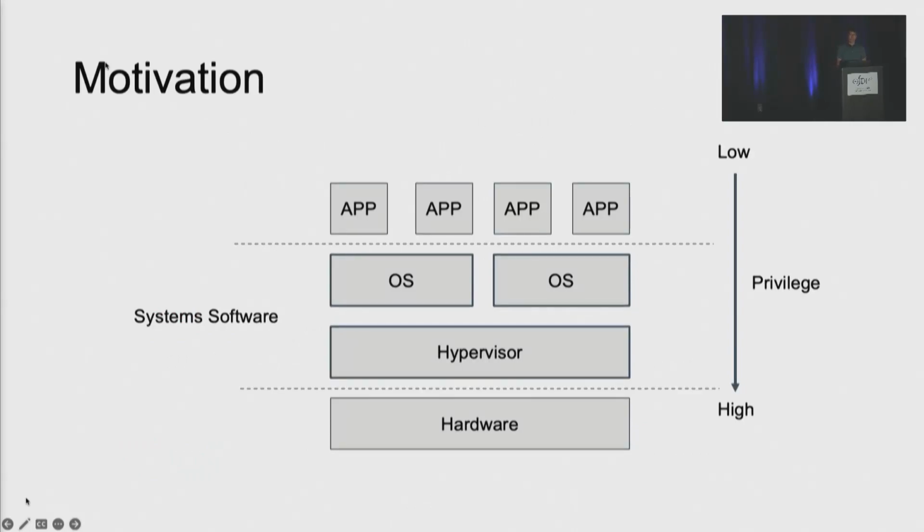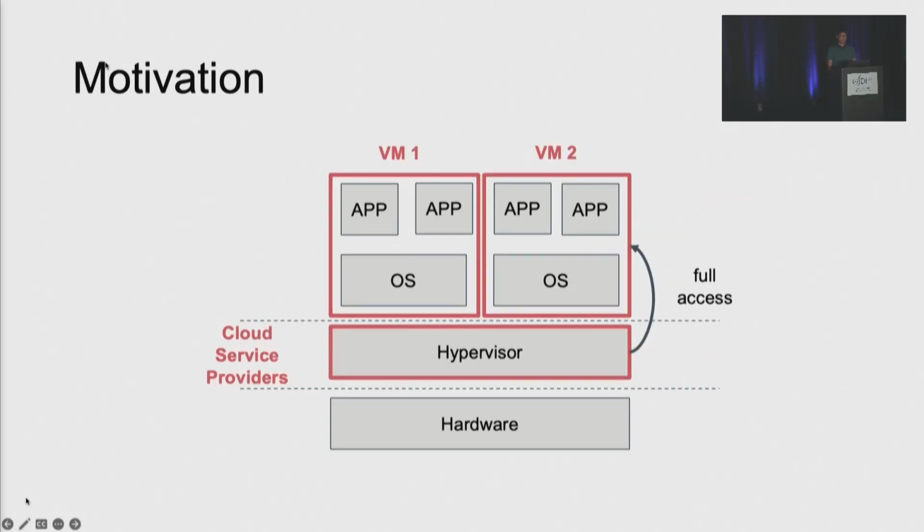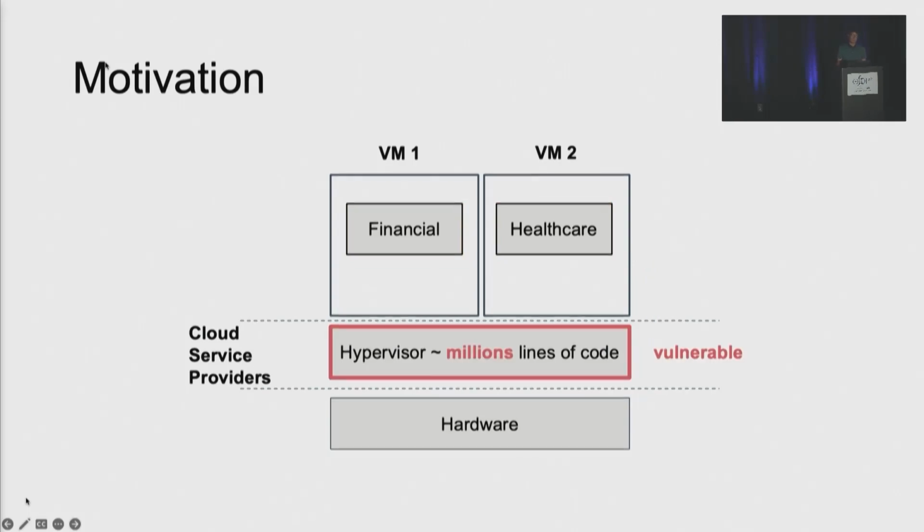System software like operating systems and cloud hypervisors have the most privileged permission in computers. They have full access to all application data above them. This raises data security concerns, especially in cloud computing. For example, cloud hypervisors have full access to the data of virtual machines. Applications running on the virtual machines may generate sensitive private data like financial and healthcare data. Users have no choice but to trust the cloud hypervisors.